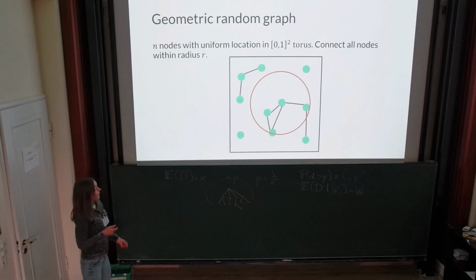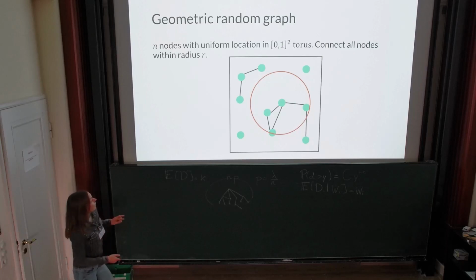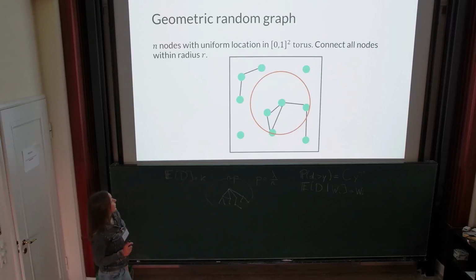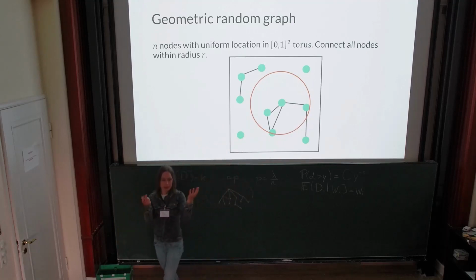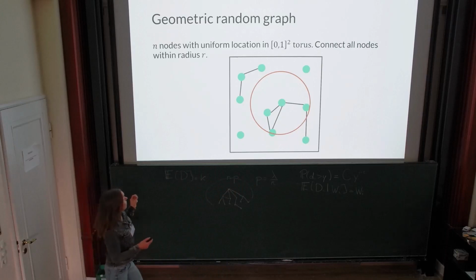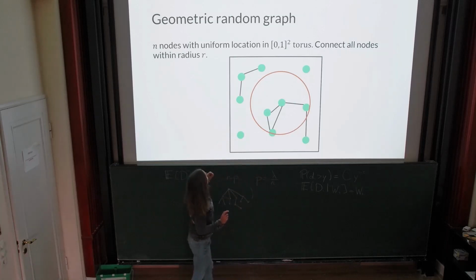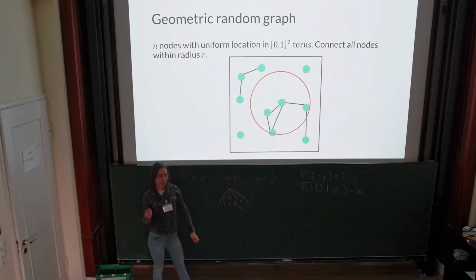So for this reason, many people have started looking into more geometric models. The most basic geometric model, which I think is also probably from the 60s, is the standard disk model. Here again you have n nodes, and let's say that they are on the torus. So here I drew a square, but let's think that this square is actually wrapping around itself and it's a torus. You put n points in uniform locations on the torus, and then for each point you draw a ball with radius r, and you connect to all the other points that lie within this ball.